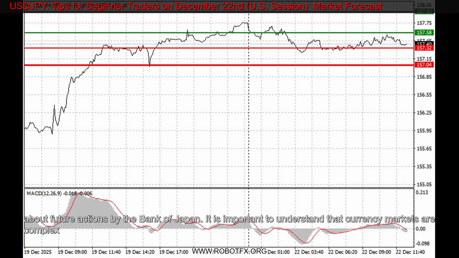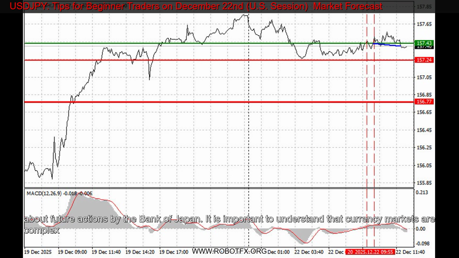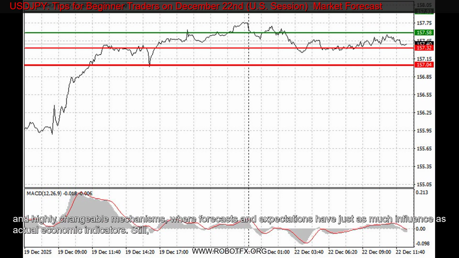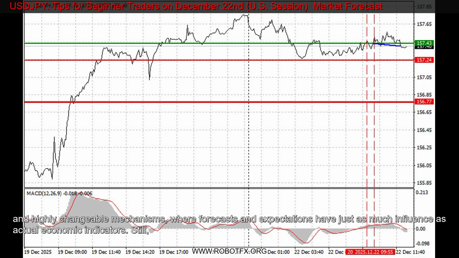It is important to understand that currency markets are complex and highly changeable mechanisms, where forecasts and expectations have just as much influence as actual economic indicators. Still, the absence of negative news from the United States undoubtedly provides more favorable conditions for the US dollar, which is currently dominating the Japanese yen.